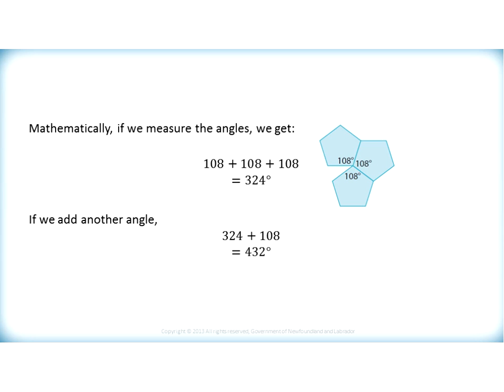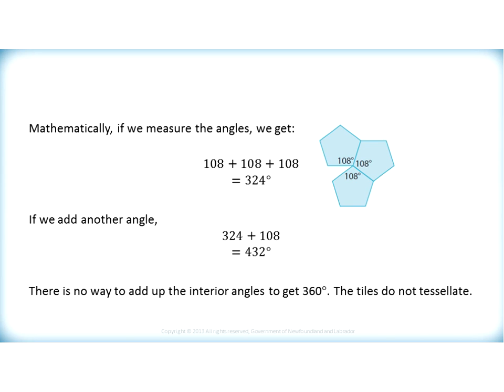The number that we're looking for here is 360 degrees. That is for any tessellating object. So if we only have three pentagons, there will be 324 degrees, and if we have four pentagons, the sum of the angles is 432 degrees. It never will actually reach 360 degrees. So there is no way to add up those interior angles to 360 degrees. That means the tiles do not tessellate.